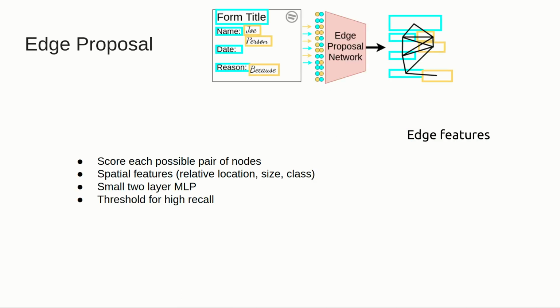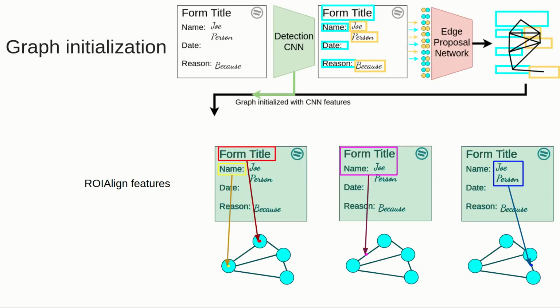The graph is created by predicting where edges should be between the nodes. The nodes are initially the detected text lines. We take each possible pair of these and give them a score by coming up with some spatial features between them regarding their relative location, their size, their class, and pass this to a small 2-layer multi-layer perceptron. We then threshold this for high recall to give us our initial edges, which will be pruned later.